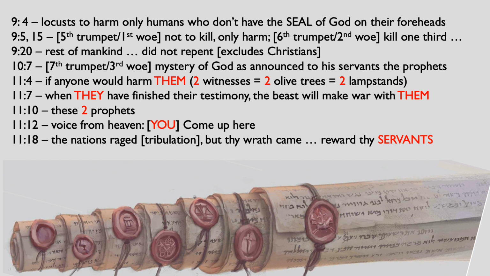And then verse 13 continues, at that hour there was a great earthquake, and a tenth of the city fell. 7,000 people were killed in the earthquake, and the rest were terrified and gave glory to the God of heaven. Verse 14 says that, behold, the second woe has passed. The third woe is soon to come.